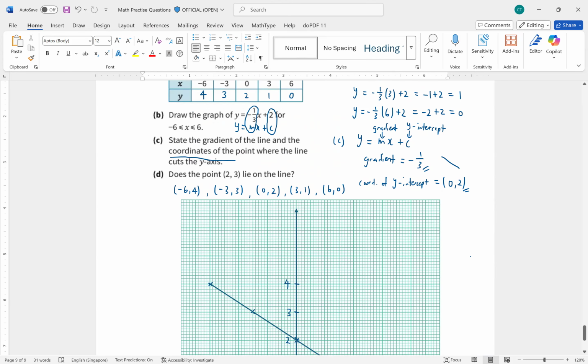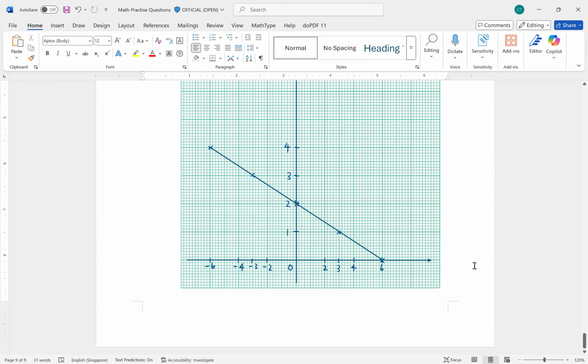Does the point (2, 3) lie on the line? Now x equals 2, so we will go and search on the line when x equals 2. We see whether the y equals 3 or not. If it's 3, then (2, 3) lies on the line. If it's not 3, it is some other number, then (2, 3) doesn't lie on the line. So let's go down and take a look. When x equals 2, you can see here.